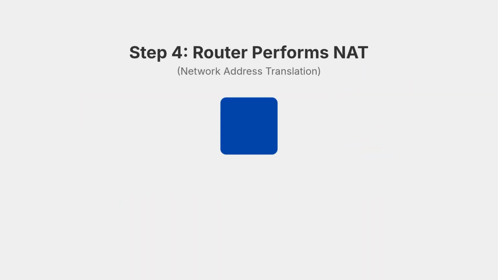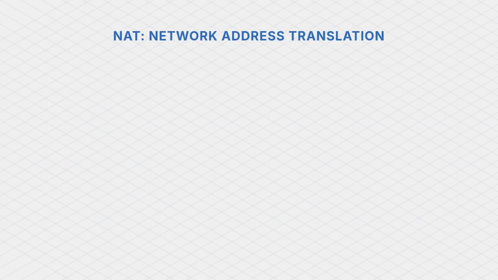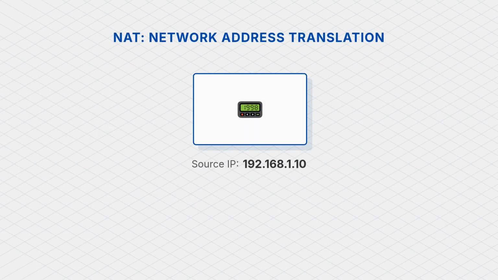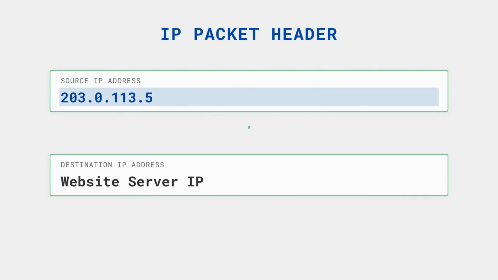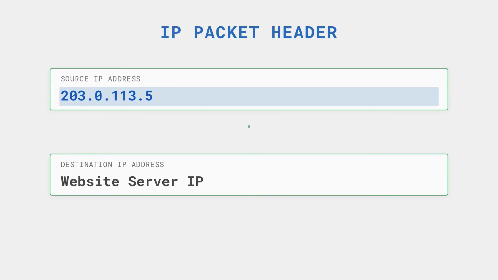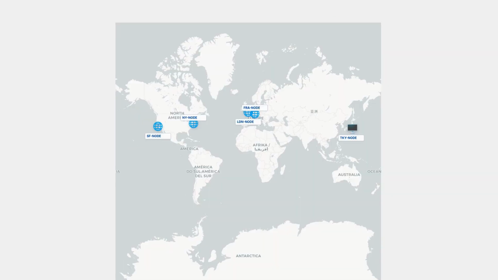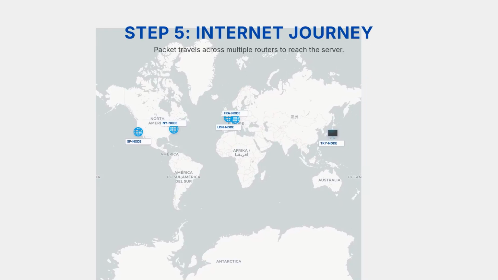Step 4. Router performs NAT, network address translation. Here comes the most important concept. When this packet reaches your router, the router understands that private IPs are not routable on the internet, so it replaces your private IP with your public IP. After NAT, source IP: your public IP, destination IP: website server IP. Now the packet with your public IP travels through multiple routers across the internet until it reaches the website server.